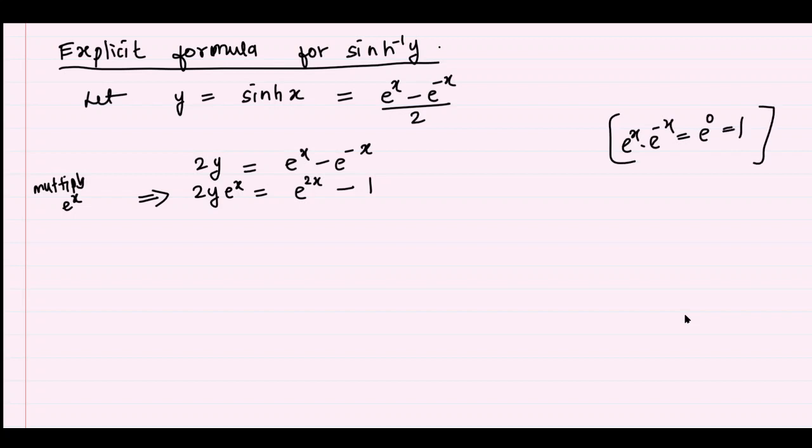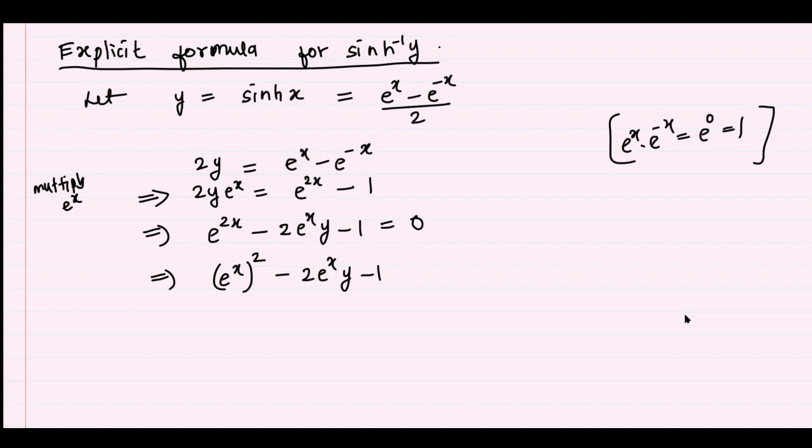So this equation is e raised to 2x minus 2y e raised to x minus 1 equal to 0. e raised to 2x I can write as e raised to x whole square. And this is minus 2y e raised to x minus 1 equal to 0. Now you can see that this equation is a quadratic equation in e raised to x.